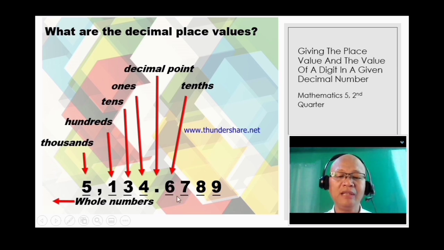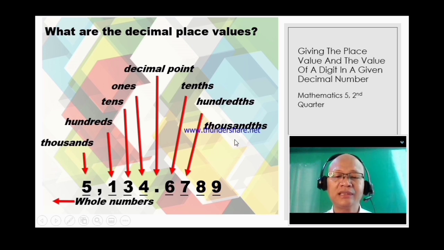The second place, the second position from the decimal point going to the right, remember this is going to the right, and all of these are decimal numbers, we will call that one hundredths. Again, hundredths. The difference: in a whole number it is hundreds, and in the decimal number it is hundredths. Then we have digit 7. The third position going to the right from the decimal point is thousandths. Okay, the digit is 8.